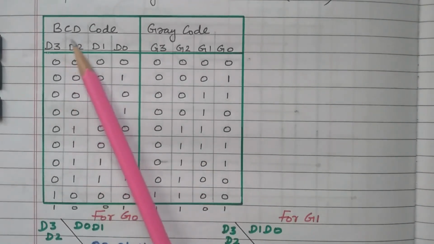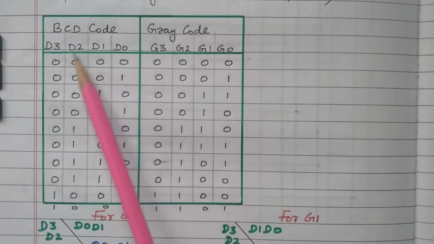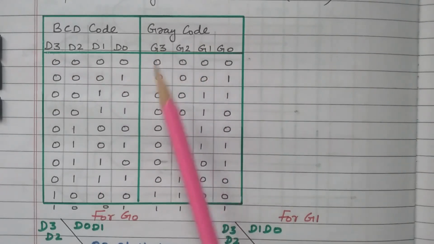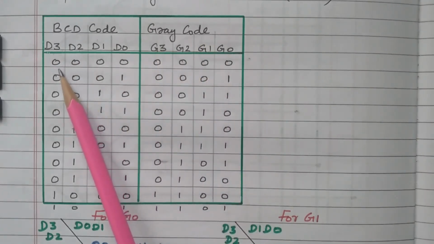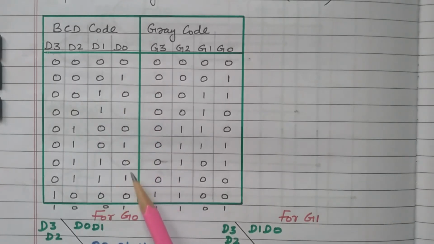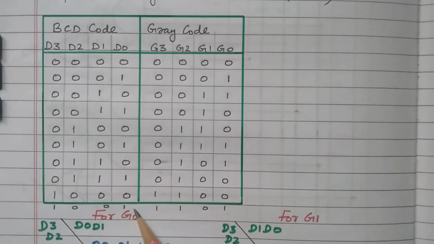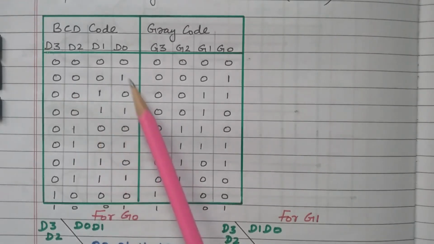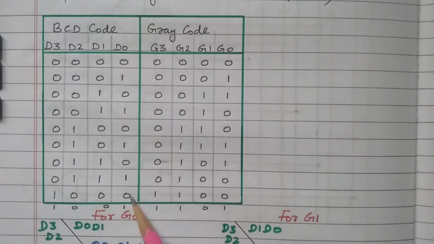So the input code is the BCD code, D0, D1, D2, D3. The output is the Gray code, G0, G1, G2, G3. We are taking inputs from 0, 0, 0, 0, then 0, 0, 0, 1, like that: 0, 1, 2, 3, 4, 5, 6, 7, 8, 9, up to 9, where the number is 1, 0, 0, 1. So up to 9 we consider. Input is taken from normal BCD code, where every digit is represented by 4 bits. We have 0 to 9; above 9 is not considered.